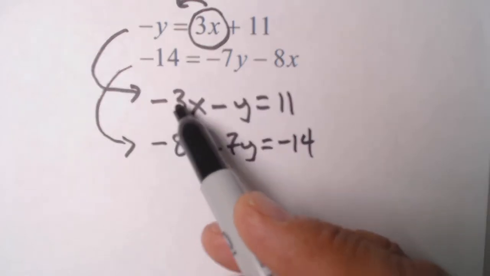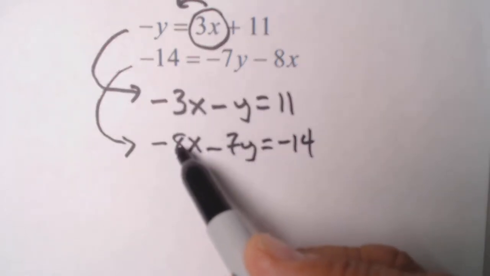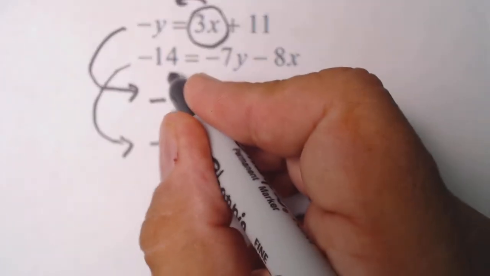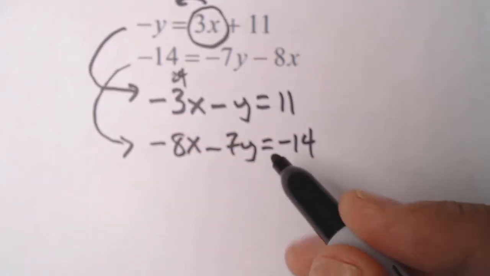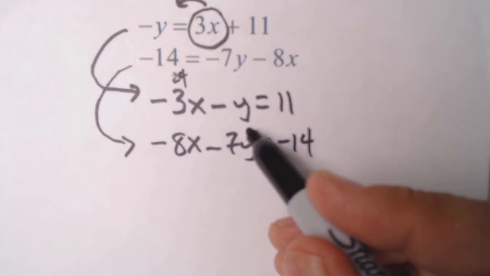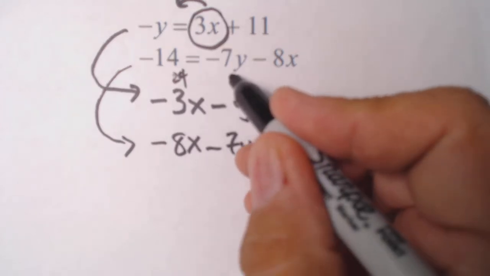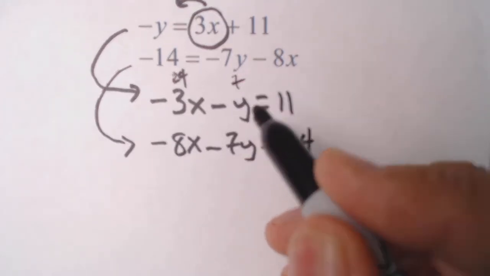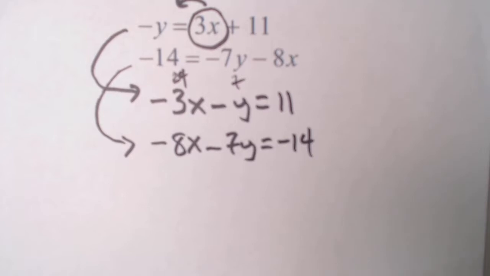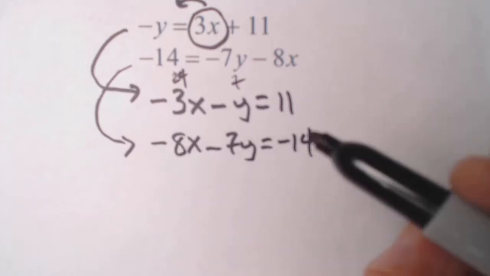Notice that the lowest common multiple we'd have for the x's that we could do would be 8 times 3. So the LCM would be 24. Over here on the y's, I got 1 and 7. The LCM is 7. So the y's have the lower LCM. We'll go with the y's.